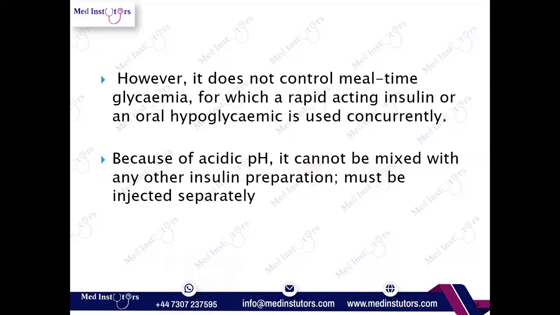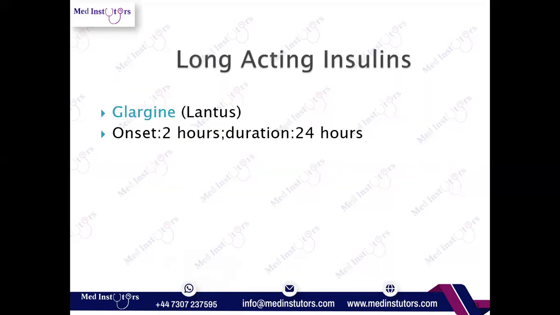Do you remember that? So glargine is stable at acidic pH, and other insulins have a neutral or basic pH, so it cannot be mixed with the other insulin preparations, and this glargine must be injected separately. It shouldn't be mixed with the other insulins in the same syringe. So that is a very important practical point, and also an important point in your examinations. Glargine onset is 2 hours, and it can last up to 24 hours.